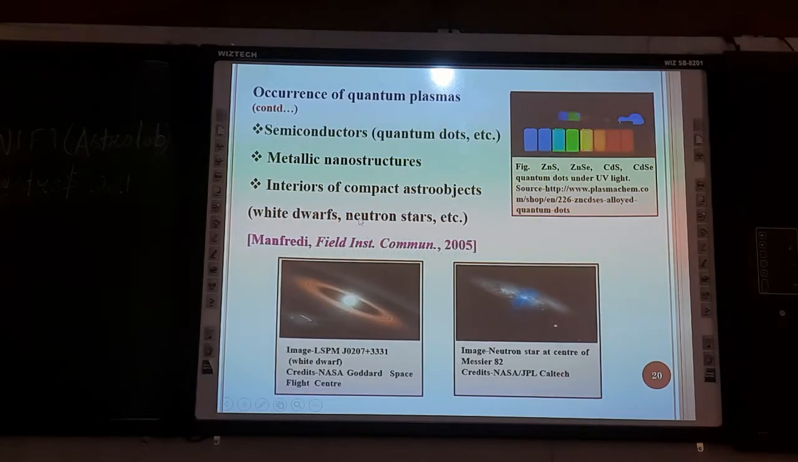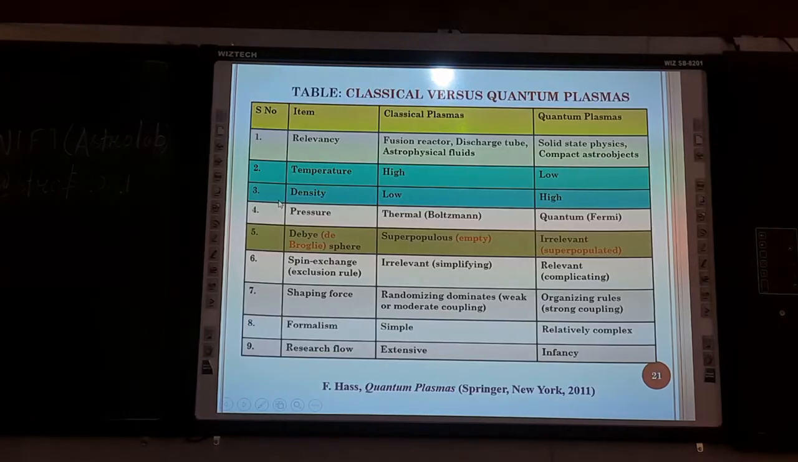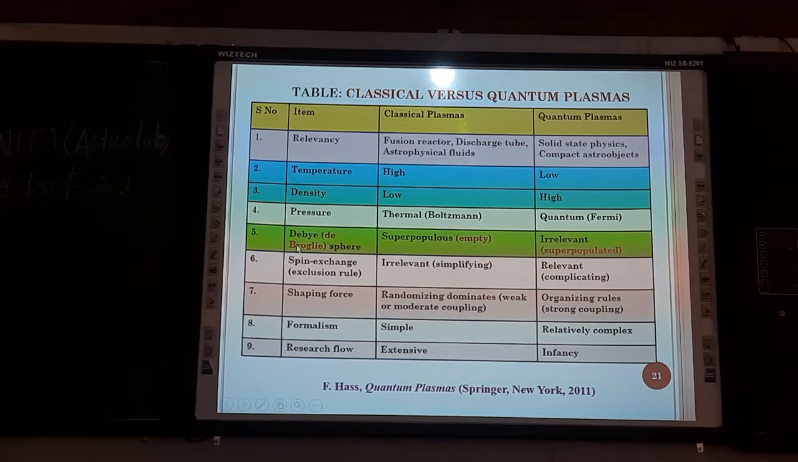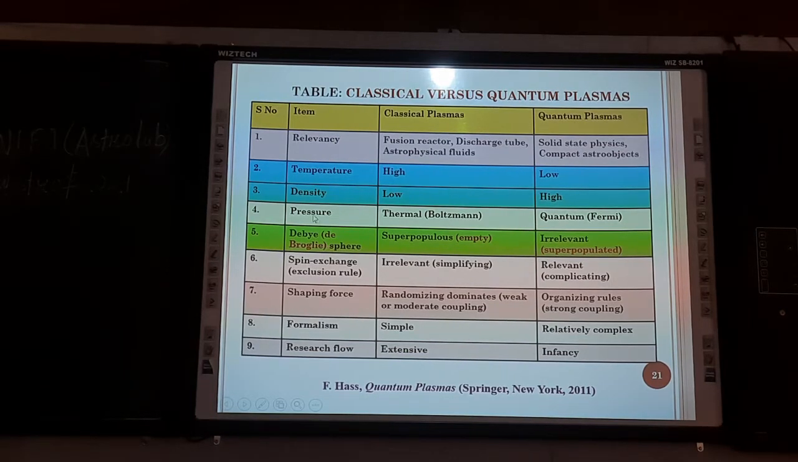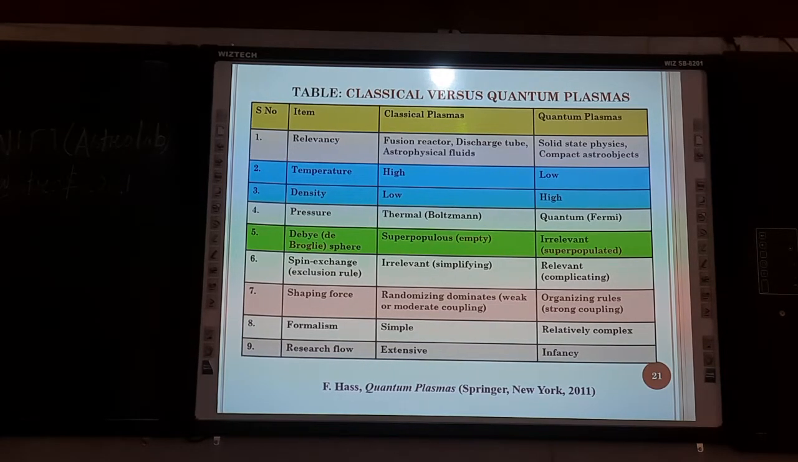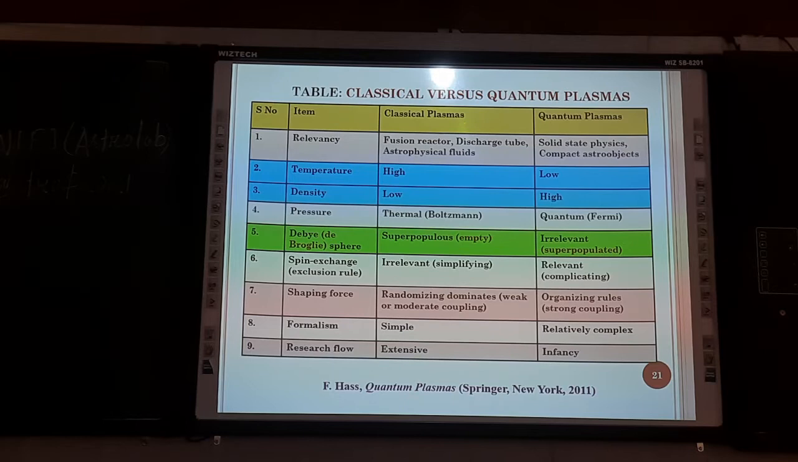So this is just a differential picture between the two, and these are fundamental differences. In the case of classical plasma we talk about the Debye sphere, here we talk about the de Broglie sphere. In classical plasma, we talk about the Debye number exceeding a supercritical value. But in quantum plasma we never talk about that. Instead, we talk about the Debye number, that is, the number of particles in the Debye sphere.